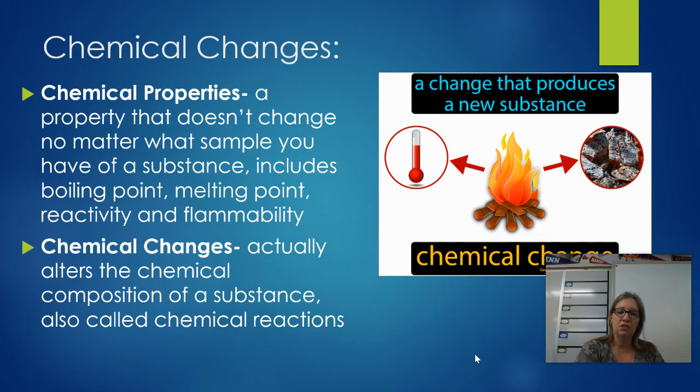A chemical change actually changes the chemical composition of a substance. We also call chemical changes chemical reactions, okay? So if you pour vinegar into baking soda, you all know what that looks like. It foams up and it makes this frothy looking stuff. Well, what you're seeing is a chemical reaction. You're taking baking soda and vinegar that have their own composition, and they're actually reacting, and the bubbles are carbon dioxide. So what you wind up with is a substance that's totally different than what you started with, okay?